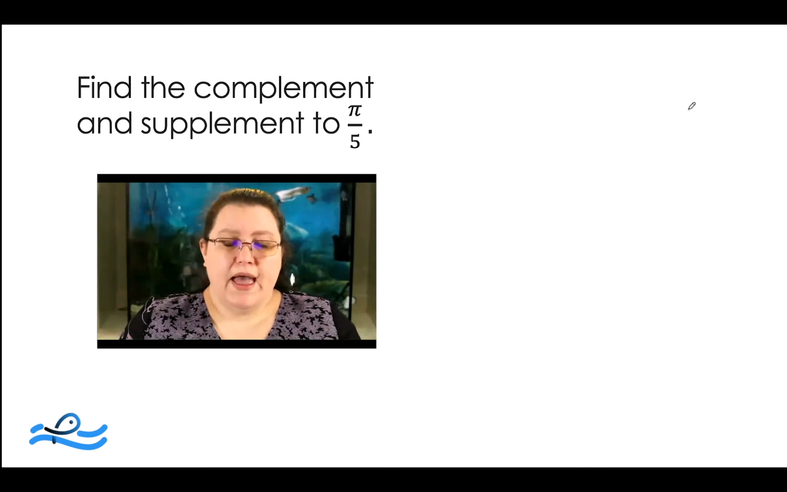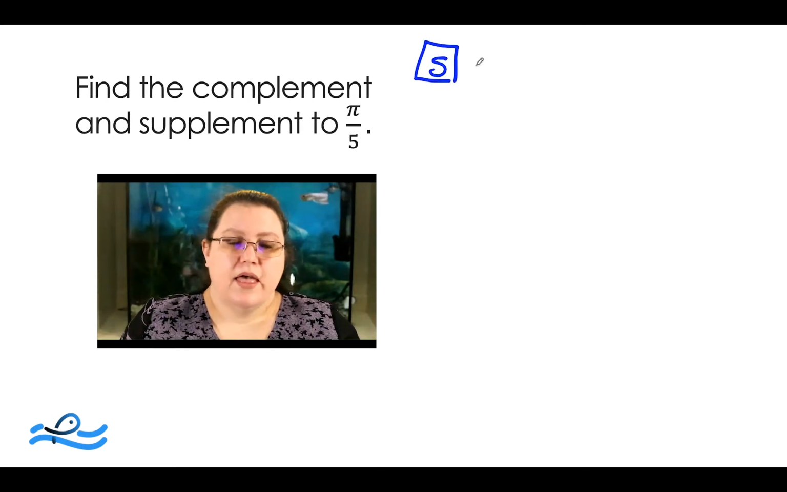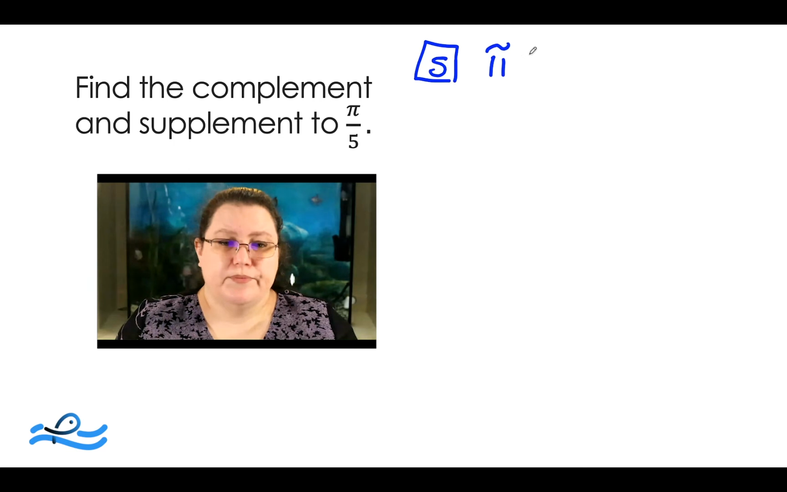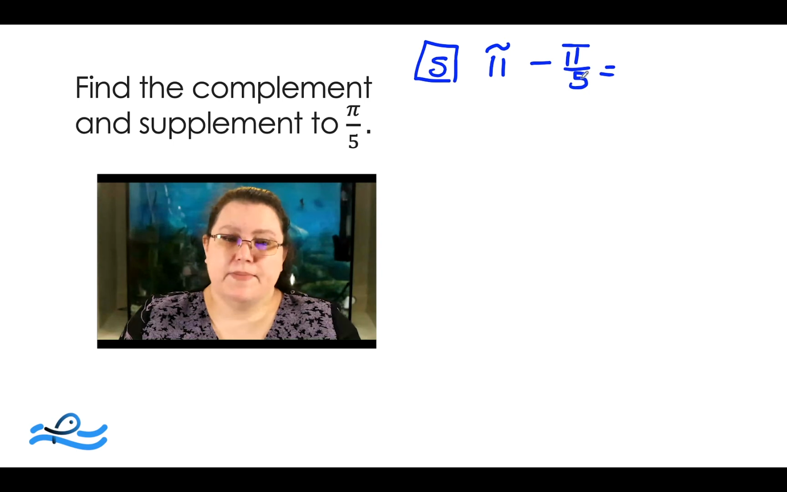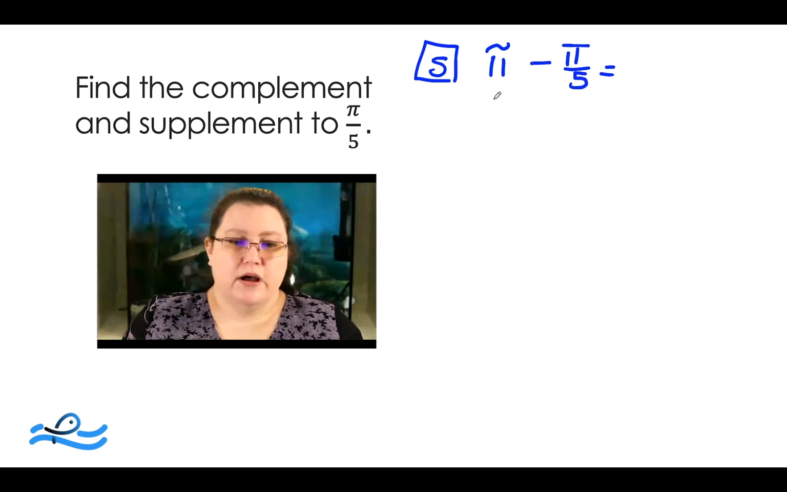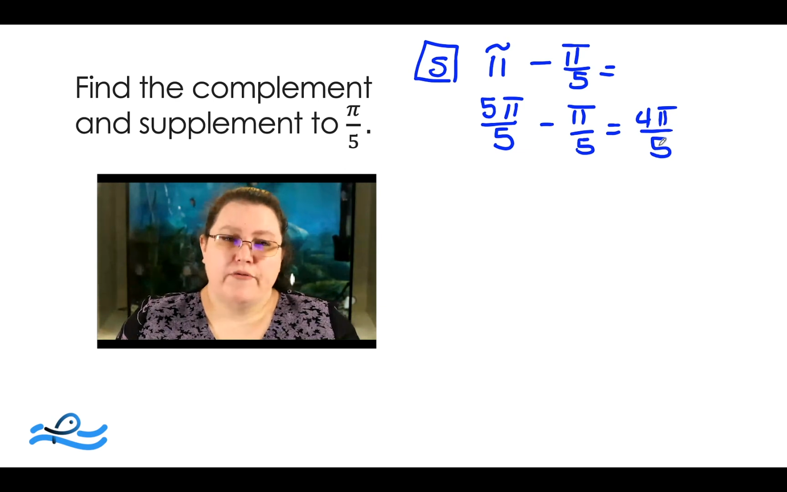Now let's find the complement and supplement to pi over 5. Starting with the supplement, I'm going to subtract from pi. Since this is in radians, I now work with the radian form of a straight angle, pi. Pi minus pi over 5 will give me the supplement to pi over 5. But I need to come up with a common denominator, so pi is equal to 5 pi over 5. 5 pi over 5 minus pi over 5 is equal to 4 pi over 5. That means that 4 pi over 5 is the supplement to pi over 5.